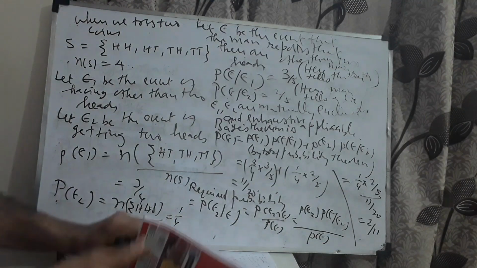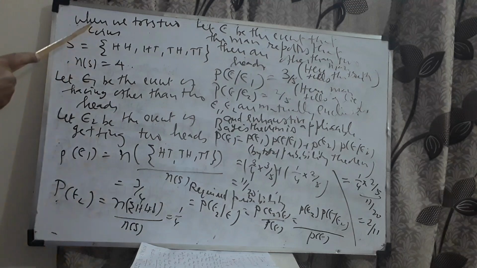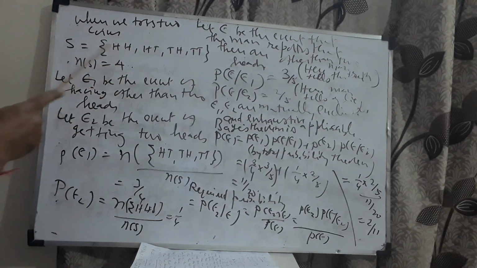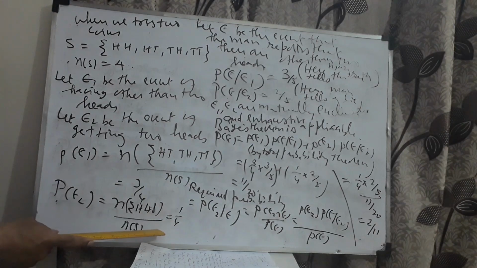Let me just explain once again. When we toss two coins, the sample space is HH, HT, TH, TT, so n(S) is 4. E1 is the event of having other than two heads, and E2 is the event of having exactly two heads. Here I get n({HT, TH, TT})/n(S) = 3/4. For two heads, n({HH}) gives 1/4.